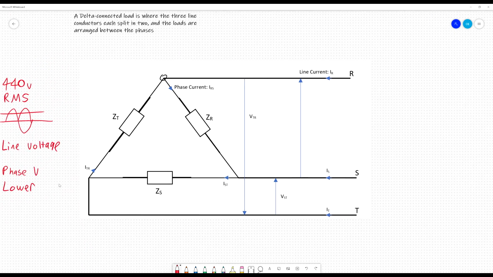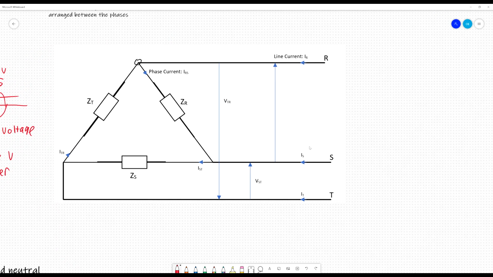The situation's the opposite on a delta system. On a delta system, we still have our three phases, and here we have the line voltage, because it's between R and S. Now, the phase voltage is just a mathematical entity on a delta circuit. It doesn't do anything, so we don't need to worry about it.